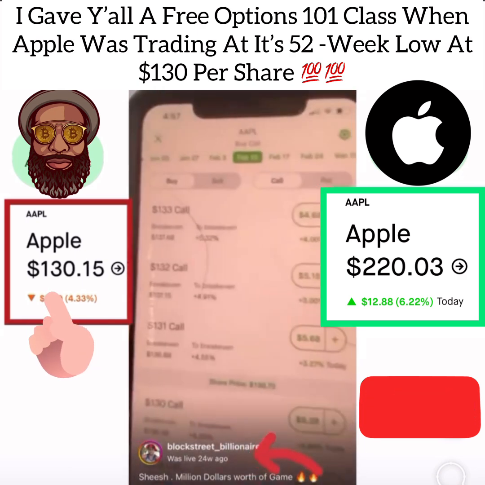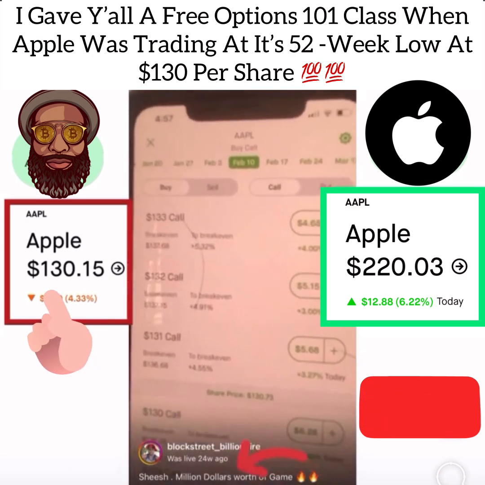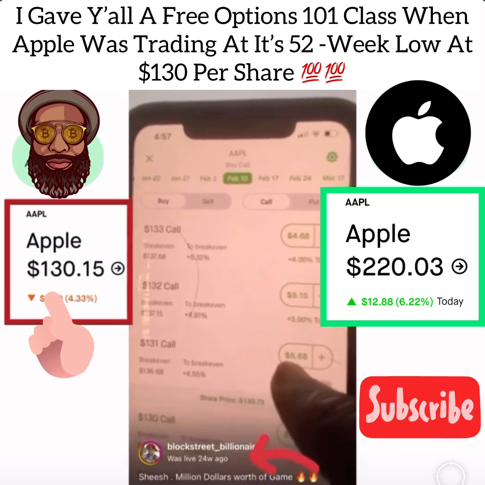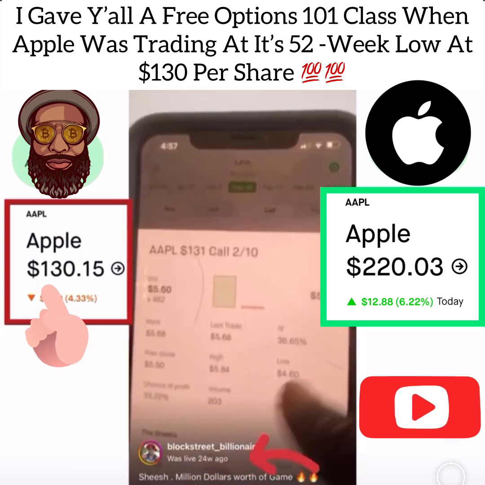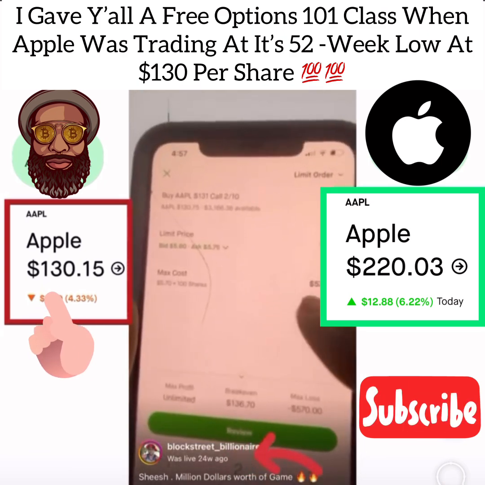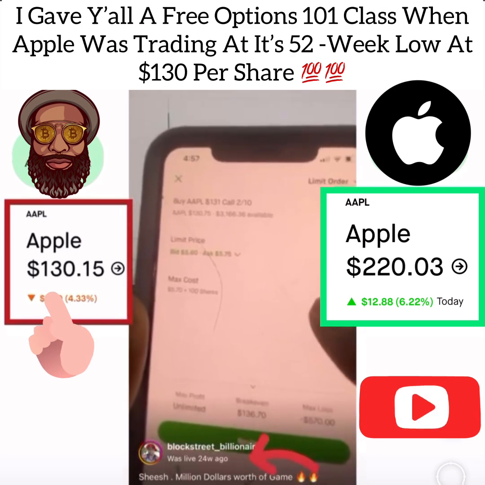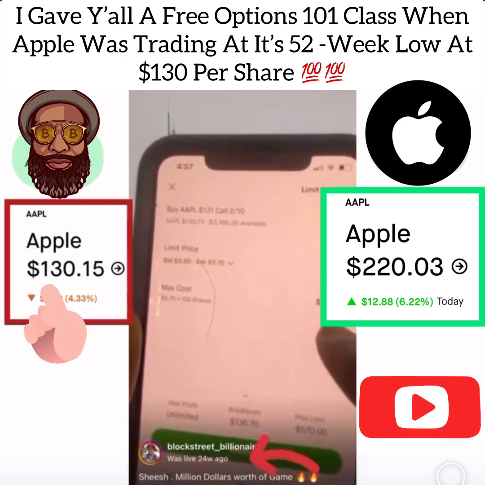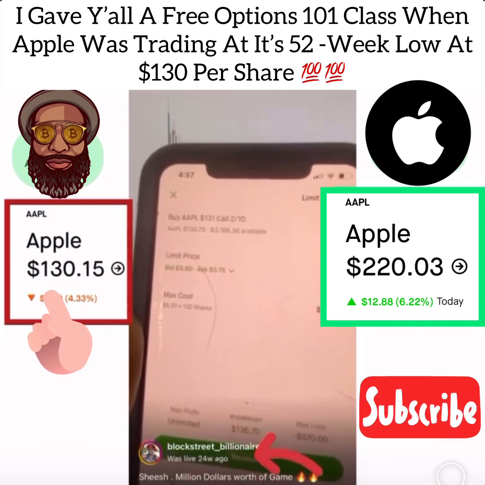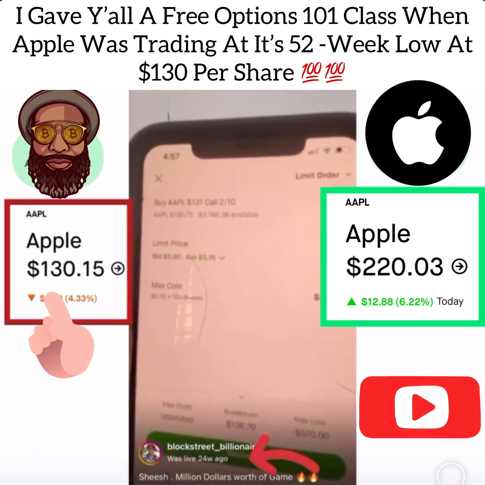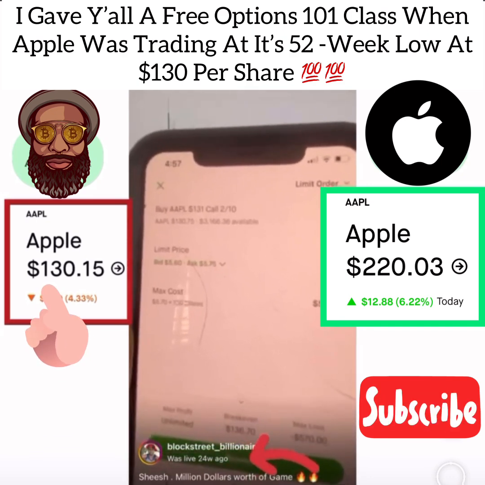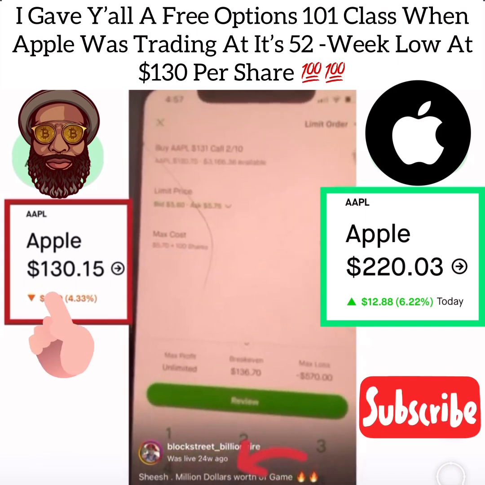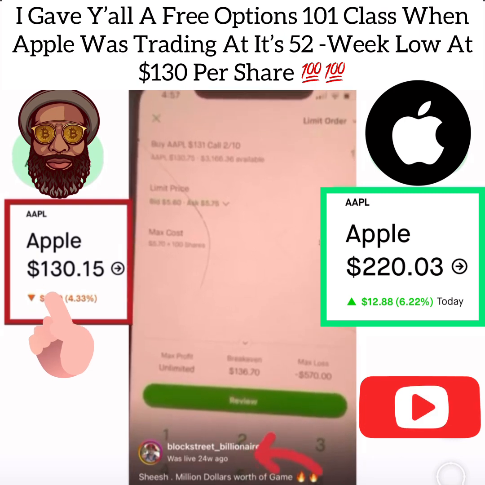So because you are purchasing in 100 blocks or whatever, 100 packs or whatever, it will cost you $570. So instead of $13,000, you get to control $13,000 worth of Apple shares at $570. You picking up what I'm putting down?